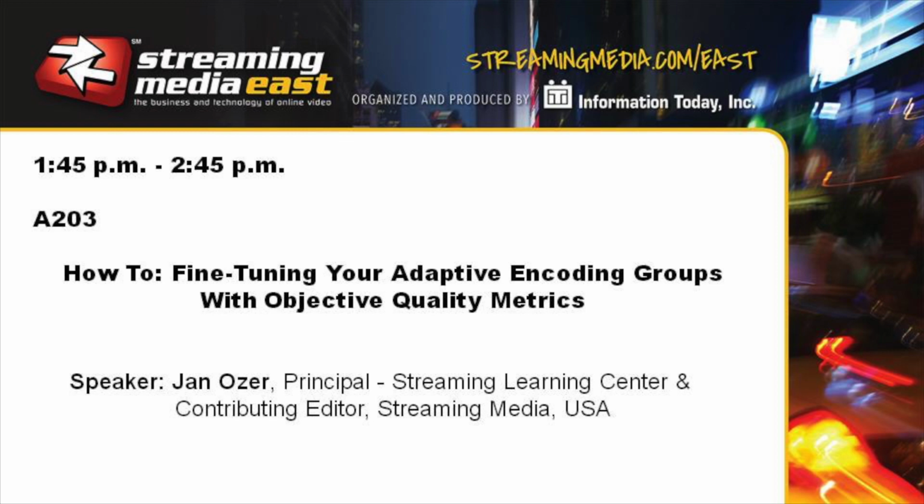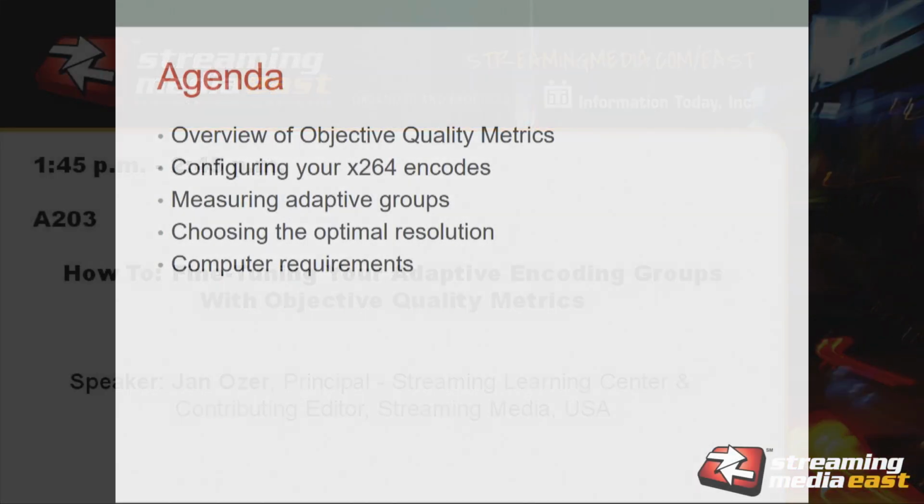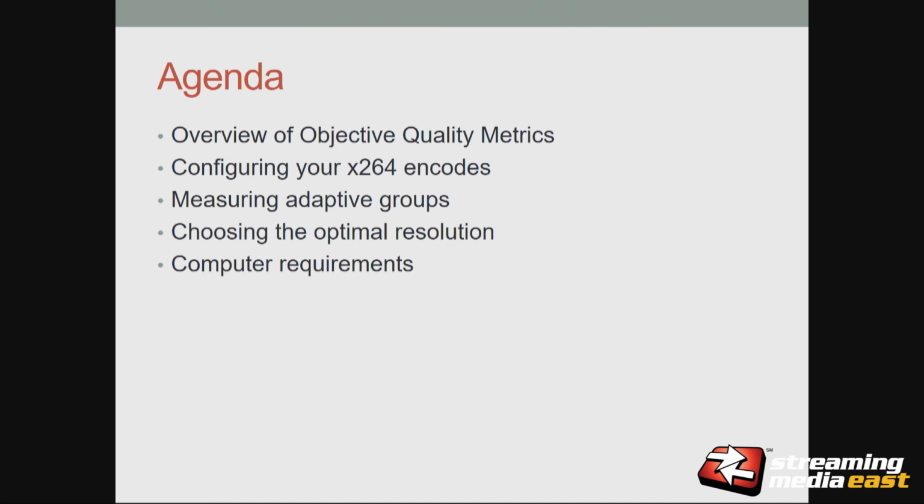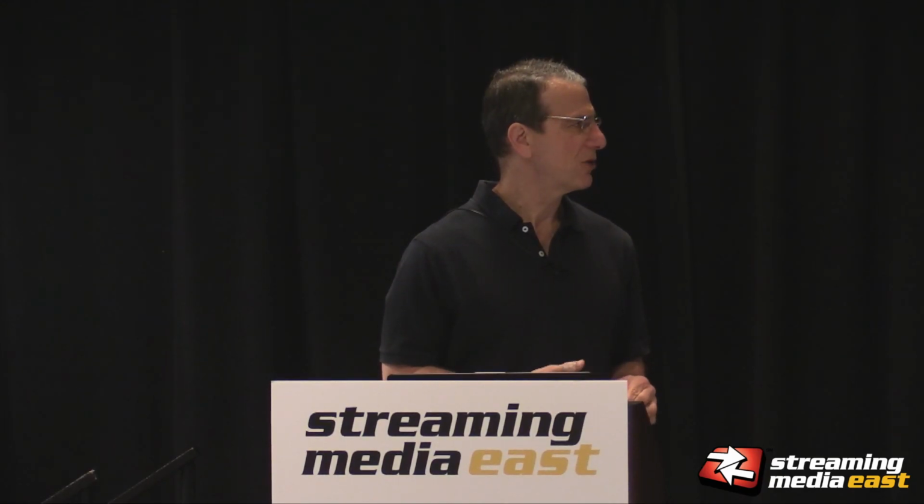Here's our agenda. I'm going to do a quick overview of objective quality metrics, the ones that I work with, the tools that I work with, and then we'll look at how you can use those objective quality metrics to help accomplish things in the encoding or configuration process, like configuring your x264 encodes, measuring adaptive groups, choosing the optimal resolution for your video files, and then we'll talk a little bit about the computer requirements for doing the type of testing that's involved with this.